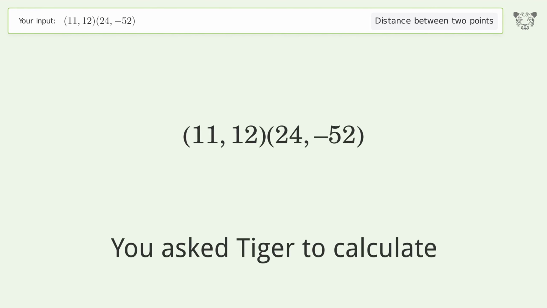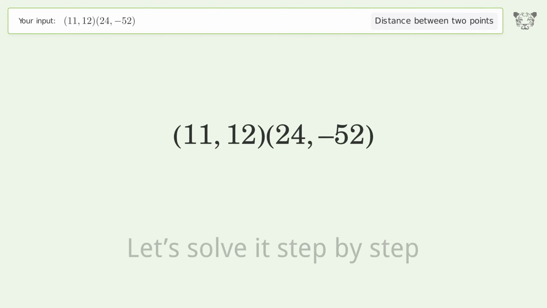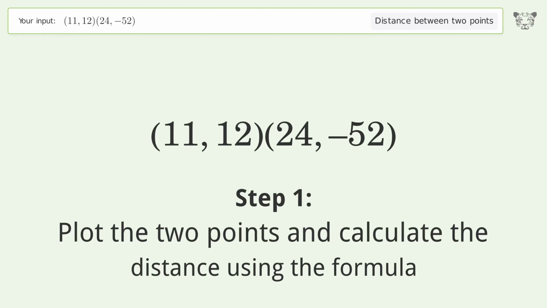You ask Tiger to calculate. This deals with the distance between 2 points. The distance between the 2 points is the square root of 4,265 or 65.307. Let's solve it step by step. Plot the 2 points and calculate the distance using the formula.